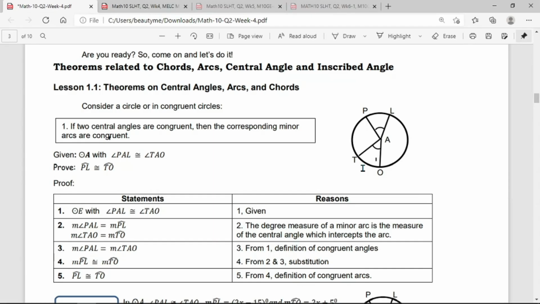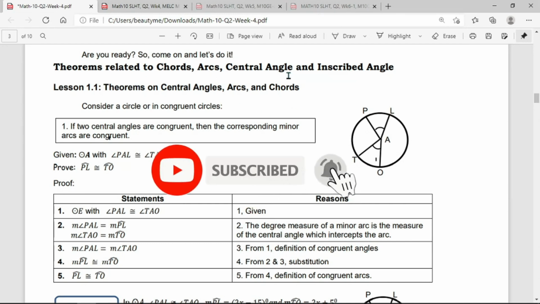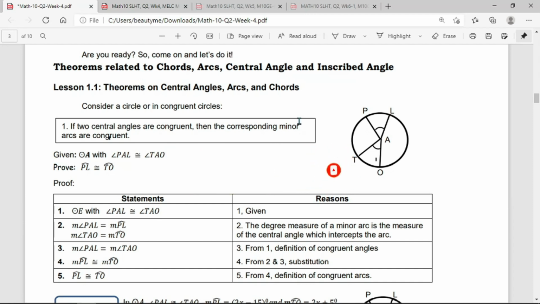Everyone, welcome to my vlog, and in this video we are going to talk about theorems related to chords, arcs, central angles, and inscribed angle. And I'm going to be using the SLHT as the reference guide in this discussion.